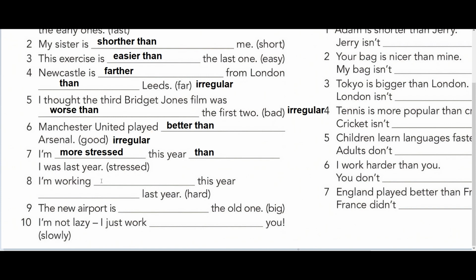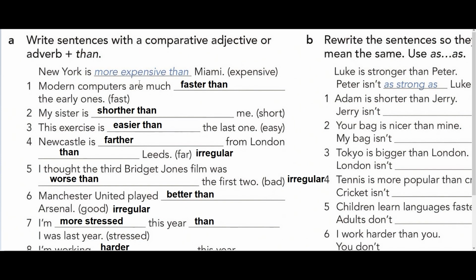Number 8, I'm working harder this year than last year. Number 9, the new airport is bigger than the old one. Yeah, and we have here double G. I'm not lazy, number 10. I just work slowly. Yeah, remember it's an adverb ending with ly. So we just put I just work more slowly than you. So it's the result. I hope you got something like that.